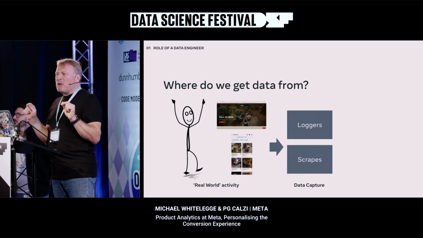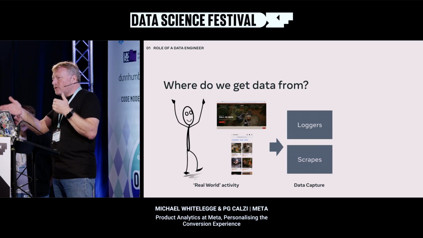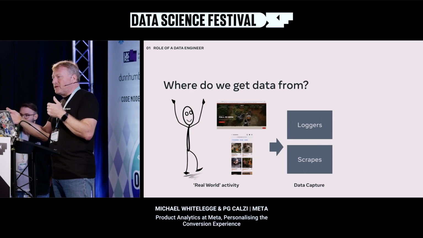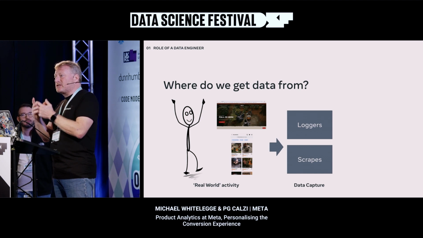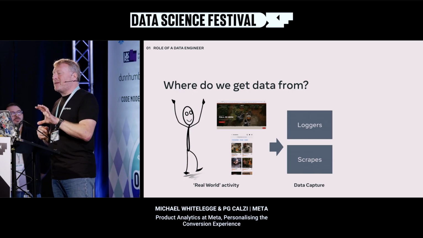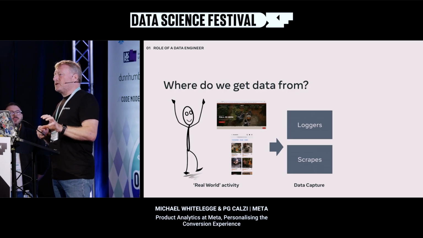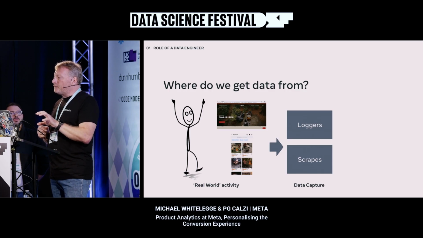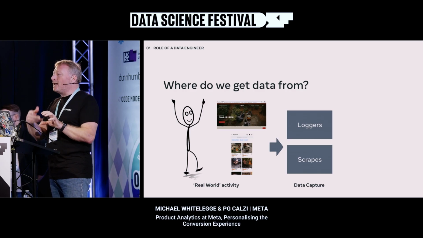Logs are pretty straightforward. It means we've got a piece of code in that app. When I go through that piece of code, it'll log the who, the where, the what, the when. So we can start to build up this sort of event stream. A scrape is a little bit different. If you think about how our apps are built and deployed, we use something called TAO, which stands for the associations and objects. Those objects have transient values connected to them, and they can change over time while you're in a session.